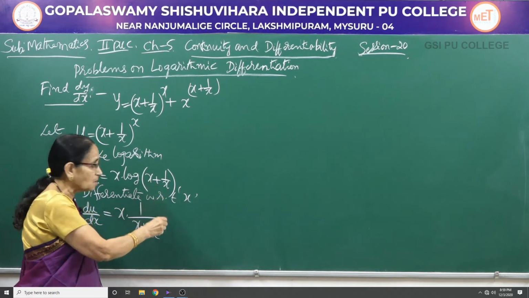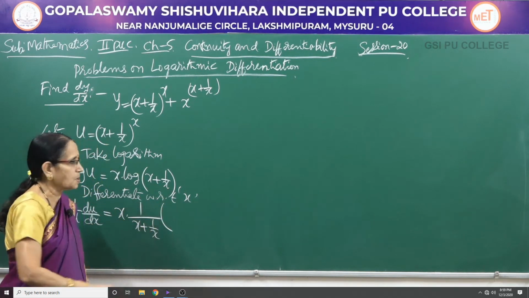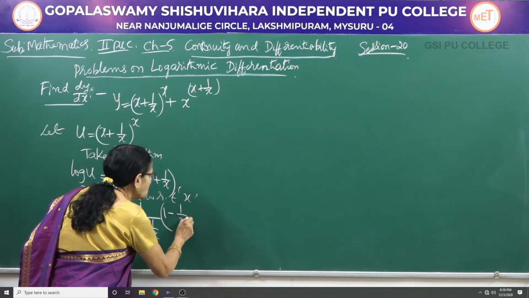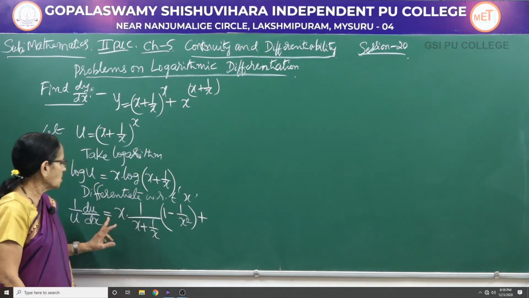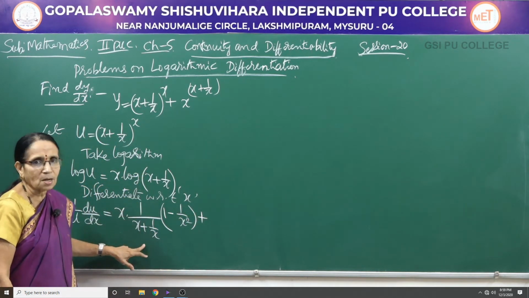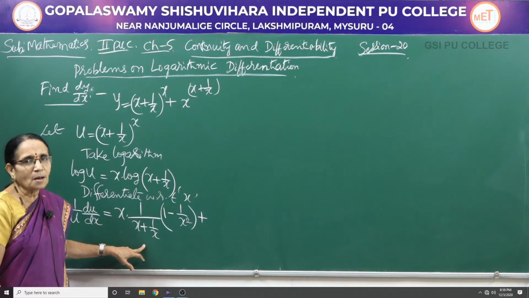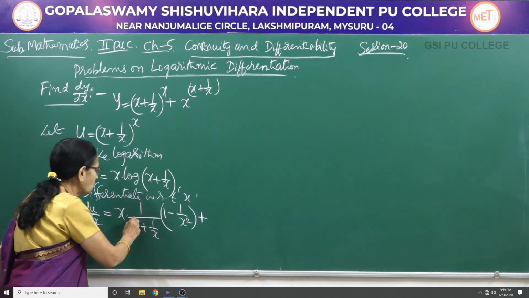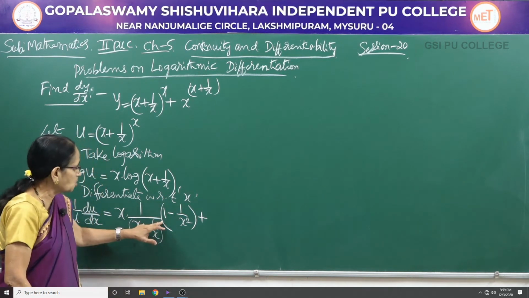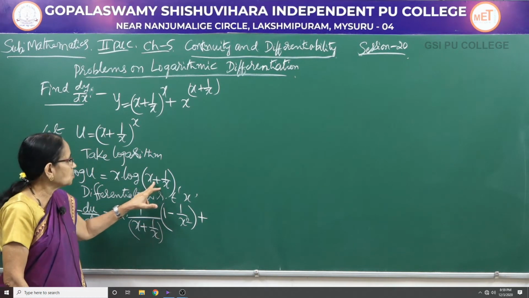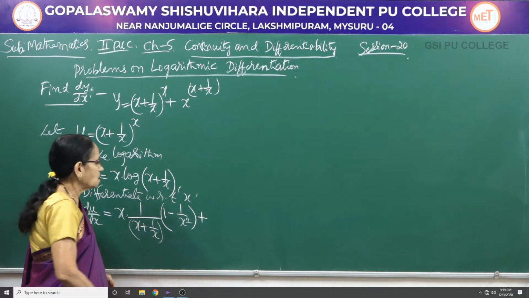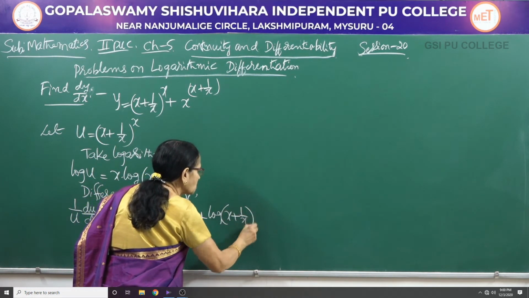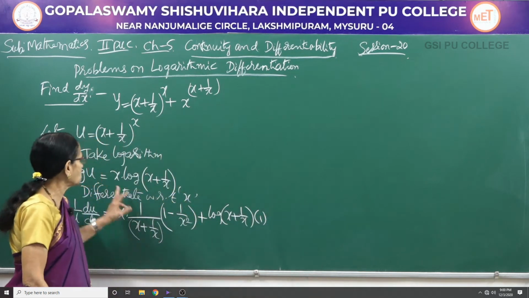Now, because (x plus 1 by x) itself is a function of x, write inside the bracket: for x it is 1, for 1 by x it is minus 1 by x square. So, first function into the derivative of the second; this being a composite function, I am applying the chain rule. The derivative of log of (x plus 1 by x) is 1 over (x plus 1 by x) into the derivative of this one, which is (1 minus 1 by x square), plus the second function, log of (x plus 1 by x), into the derivative of x, which is 1.